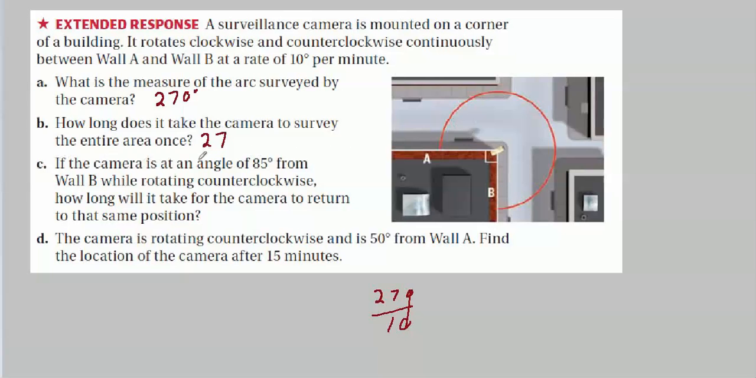If the camera's at an angle of 85 degrees from wall B, this is wall B right here, and it's slightly less than 90 degrees, right? If we extend this line, that would be 90, so it must be like right down here somewhere. Pointing at this spot right here, I would say. And rotating counterclockwise, which is that direction. I'll put an arrow on there. Boom. That's counterclockwise.